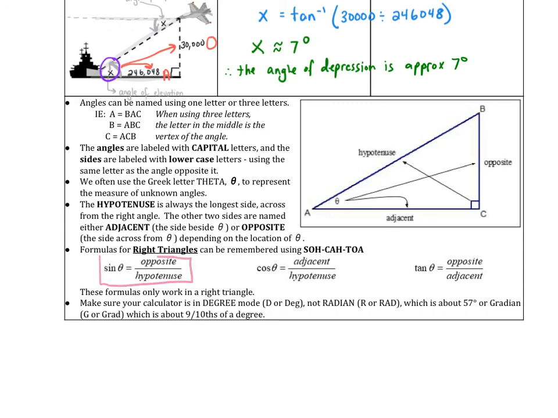The other thing you need to know is that sin, S-I-N, is actually short for sine. Cos is actually short for cosine. And tan is short for tangent.